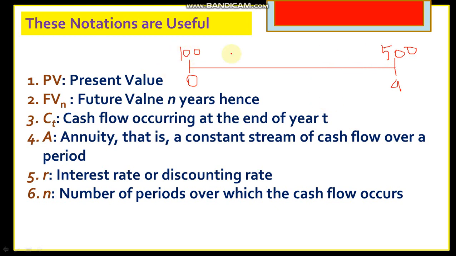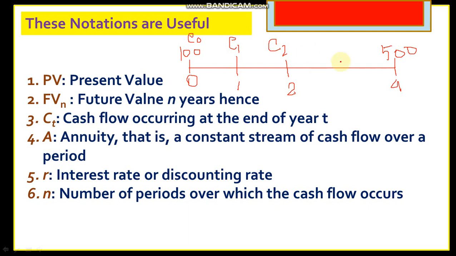These cash flows are called CT. Like this is at time 0, so if I mention this cash flow, I should write C0. The cash flow that occurs at the end of year 1, I should write C1. The cash flow that occurs at the end of year 2, I should write C2.